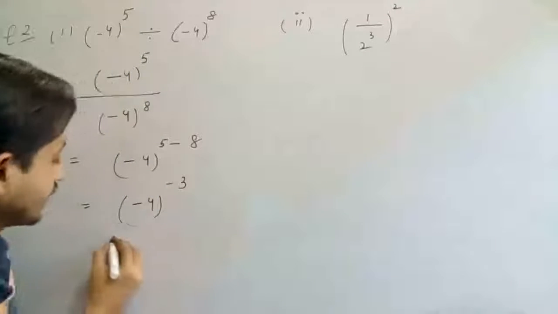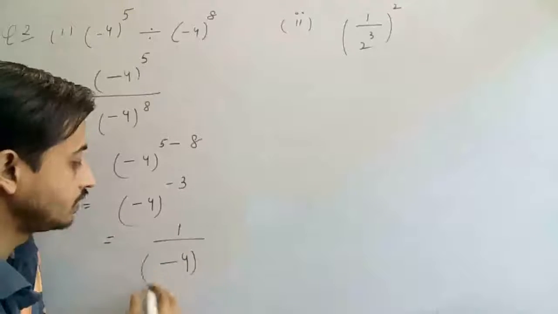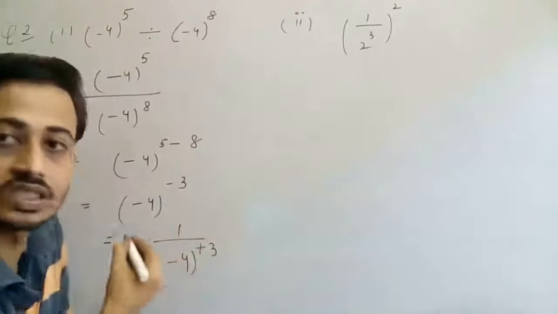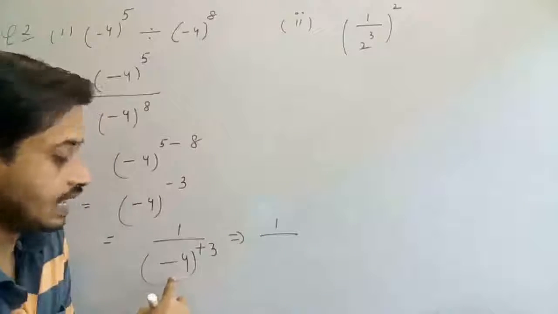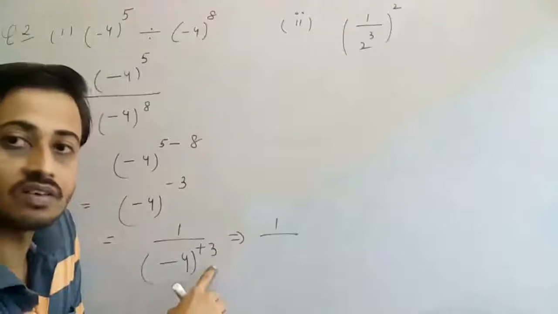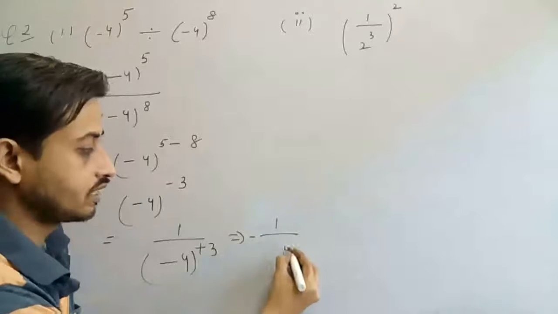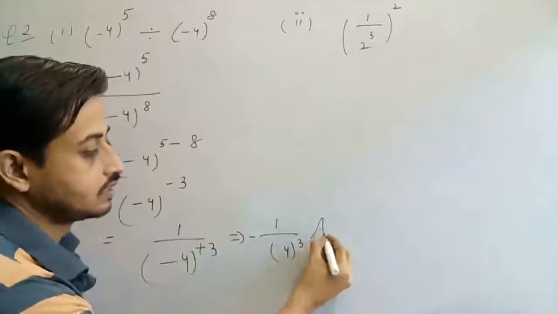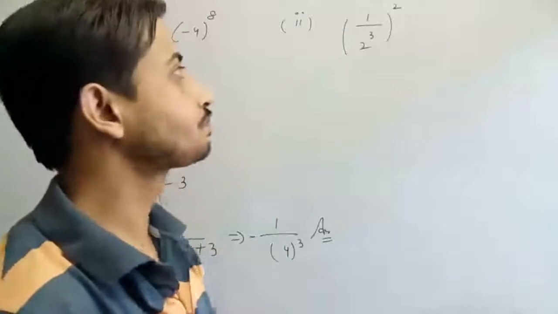Again the power is negative, we have to move it to the denominator part. In that case it becomes positive 3. And you can also write it as, because exponent is negative and the power is odd, so negative comes out of the bracket. So we get 4 raised to the power 3. This is our answer. Now do solve this.